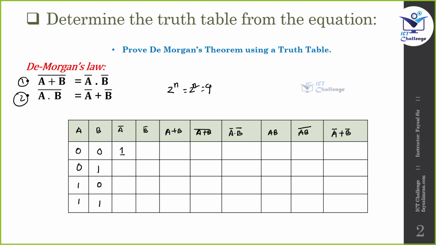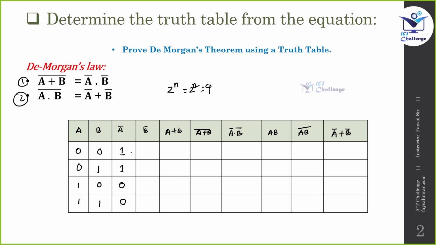So 0 means false, and 1 means true. That means where a equals 0, a bar should be 1. Also here 0, that means we will get 1. Here we find the value is 1, so the opposite value should be 0, and for this 1, the opposite value should be 0.